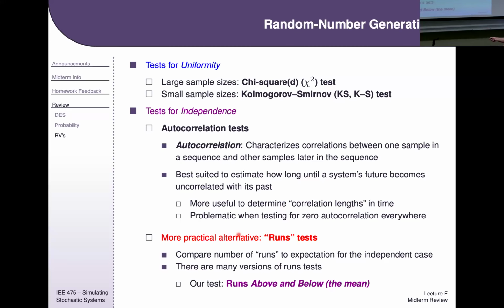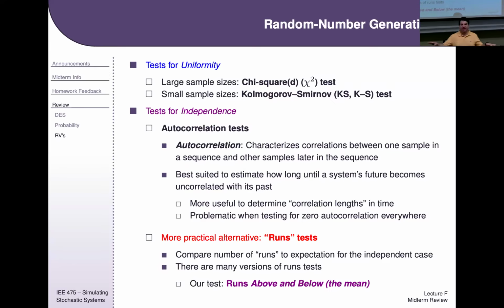Test for independence, know about this term autocorrelation. I missed test for uniformity, know the chi-squared and the KS test. I could ask you to do either one of those, a small example of either one of those tests. Autocorrelation, I'm not going to ask you to do an autocorrelation test. I didn't show you how to do that. Know the term autocorrelation, self-correlation, and how that ends up characterizing the amount of independence in a signal.